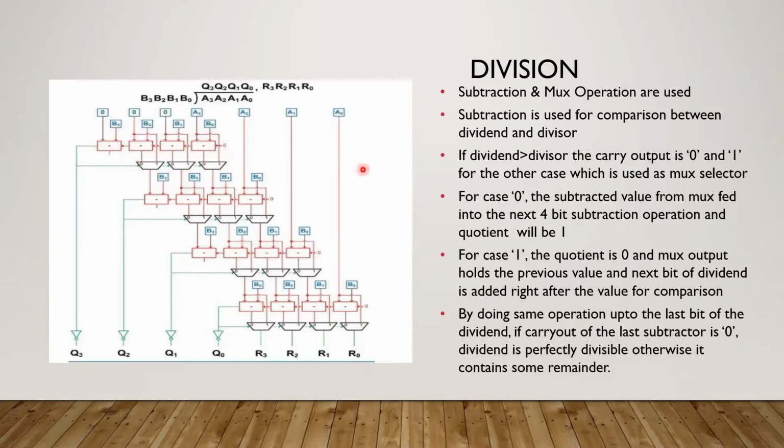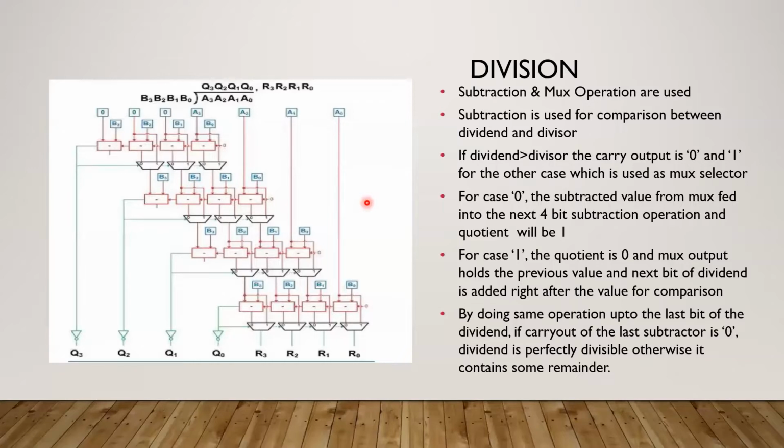If the dividend is greater than the divisor, the carry out of the adder will be 0, which is our first bit of quotient and also the selector value of the mux. For this case, the mux lets the subtracted value pass to the next adder. Again, if the reverse case happens, the first bit of the quotient will be 1 and it is fed into the mux, which allows the previous value to pass through.